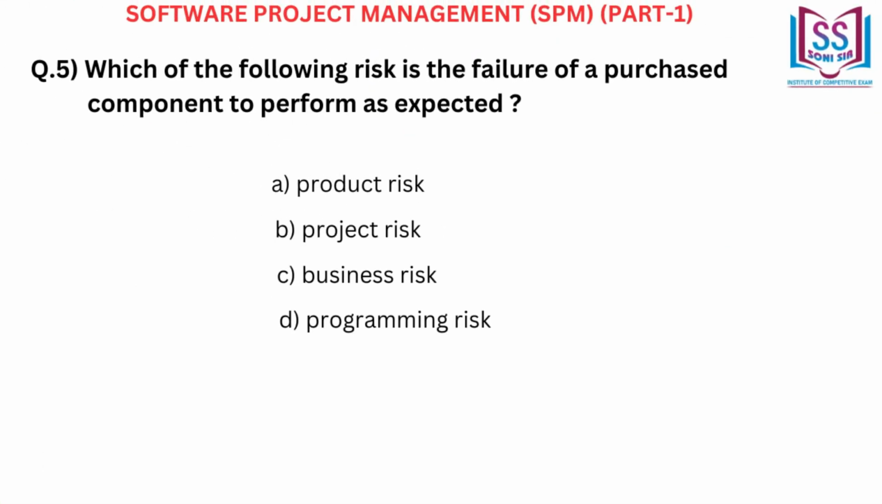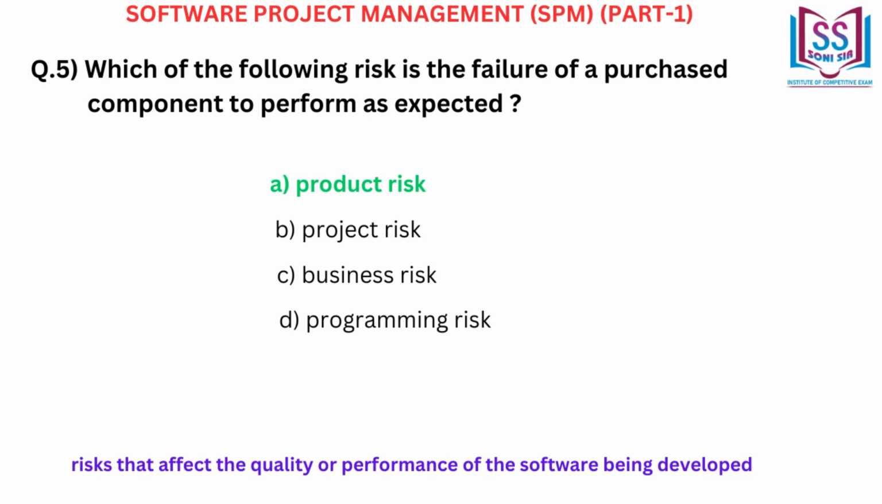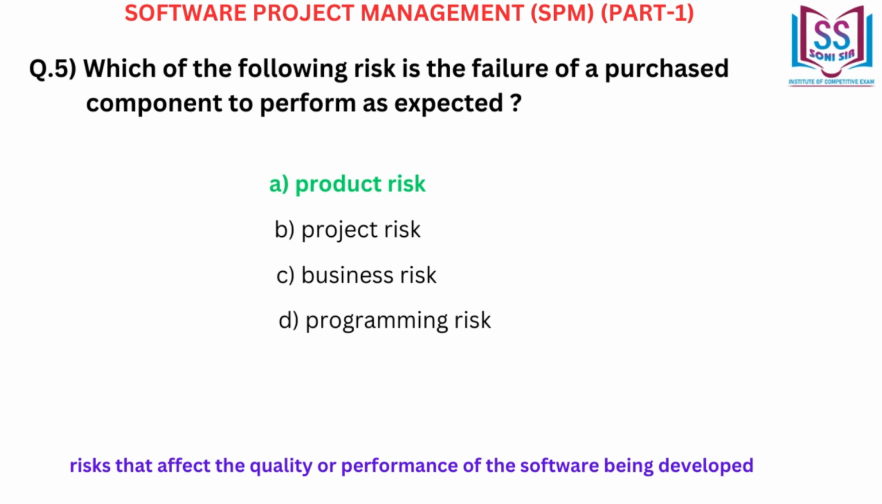Which of the following risk is the failure of a purchased component to perform as expected? A. Product risk. B. Project risk. C. Business risk. D. Programming risk. Correct answer A. Product risk. Risks that affect the quality or performance of the software being developed.